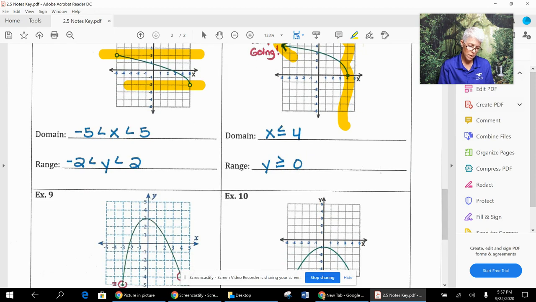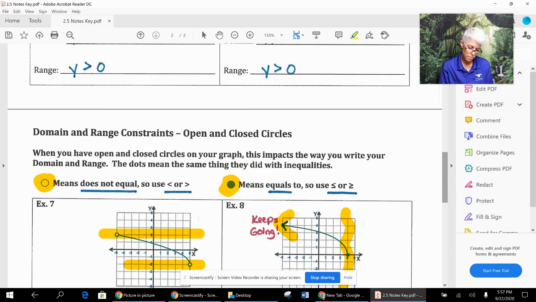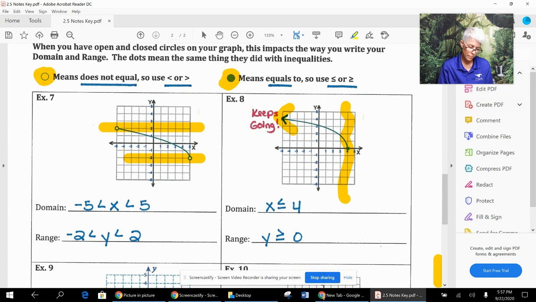Let's look at the next one. Let's look at the Y value. I think I scooted up a little bit too high. A little bit too low. Okay, let me get rid of this. All right, Y values. It starts here, but then it goes on and on and on forever. So it's equal to 0, it's greater than or equal to 0, but then it goes on and on forever. So do you see how I wrote example number 8 differently from example number 7? That's because of the arrow.